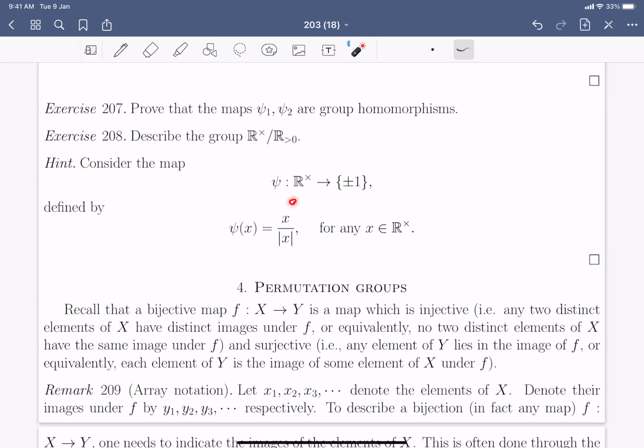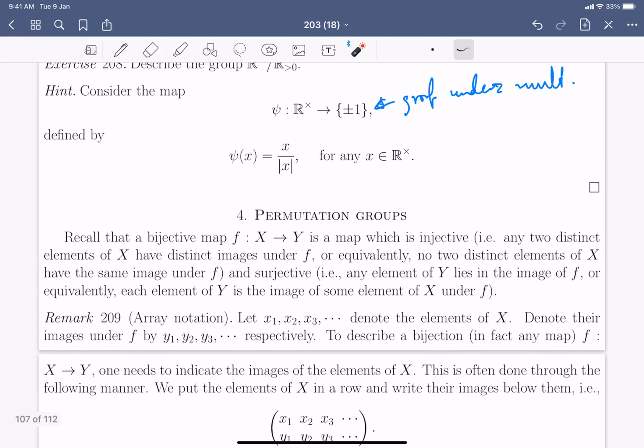So you can consider the map from R cross to this group consisting of plus minus 1, and certainly this is a group under multiplication. Okay, you consider this map, you send x to its sign. Okay, this is a sign map, so you divide x by its absolute value. Then you try to think about it, and try to see whether you can describe this group R cross modulo the subgroup of positive real numbers. Okay, great.